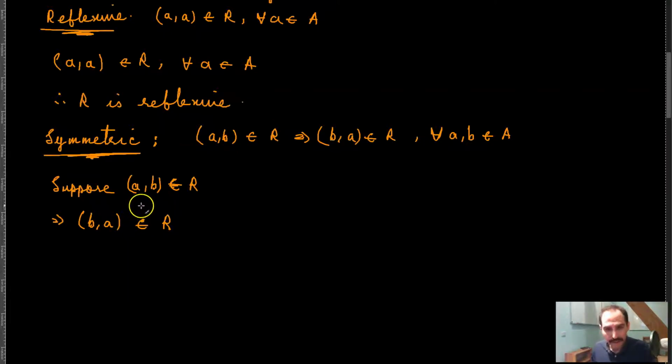And so since A comma B belongs to R implies that B comma A belongs to R, you can say that R is symmetric.